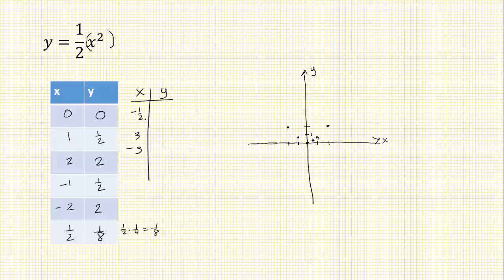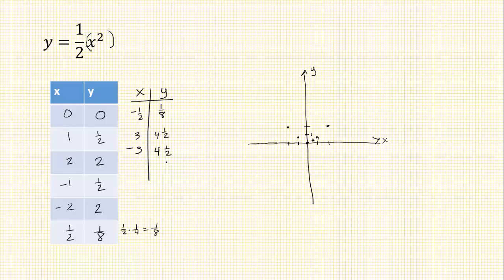So if x was negative 1/2, when we square it, it's positive 1/4. So again, we'd have 1/2 times 1/4, which is still 1/8. When x is 3, x squared is 9. Half of 9 is 4.5. When x is negative 3, x squared is 9 again. Half of 9, still 4.5.